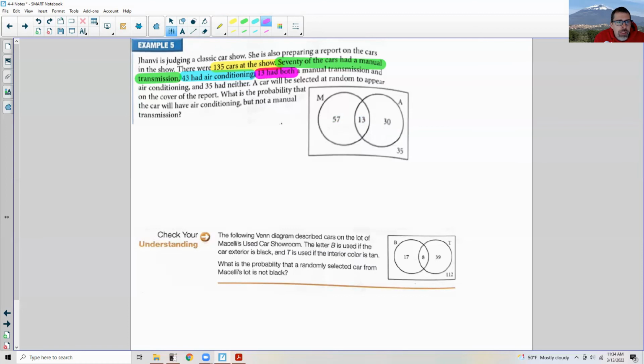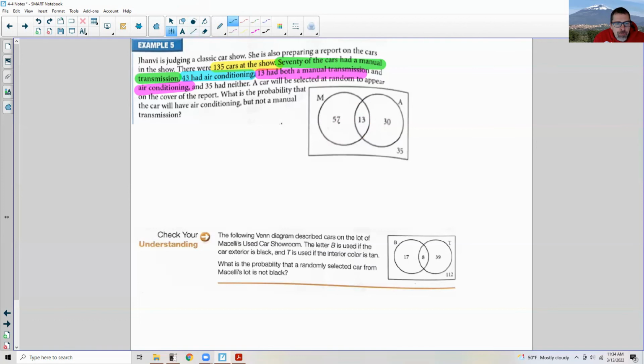Okay, and then finally, 13 had both manual and air conditioning. So that is our intersection, I'm sorry. That is our intersection. And that is just this area right here. So if they ask which cars had manual and air conditioning, it'd be 13. Okay. And 35 had neither. So when they don't have manual or air conditioning, then the value is down there. That's the neither. All right. So that's kind of how Venn diagrams work.